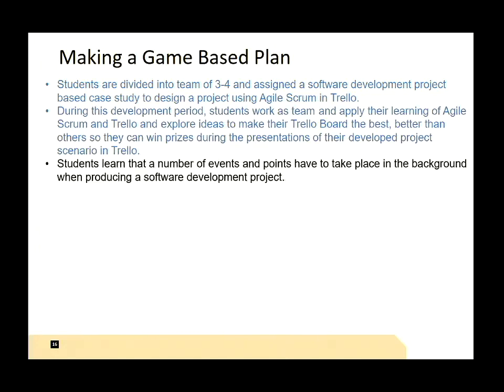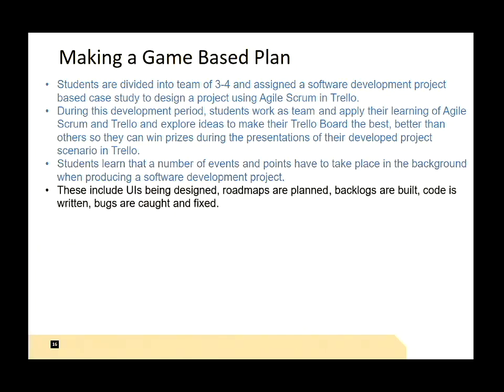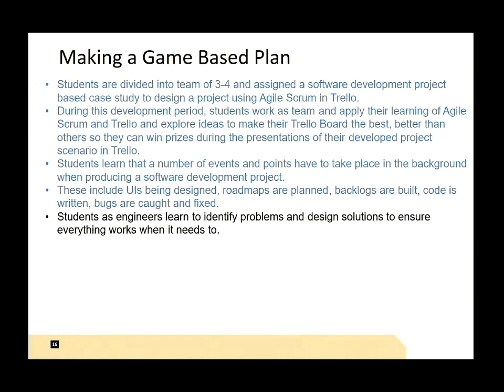So as they're doing that, they're also going to be learning a number of other events and points that take place in the background of any software development process when you're involved in producing software, and they include user interfaces being designed, roadmaps are planned, backlogs are built, code is written, bugs are caught and fixed. So students then as engineers are learning to identify problems and design solutions to make sure that everything works when it needs to.